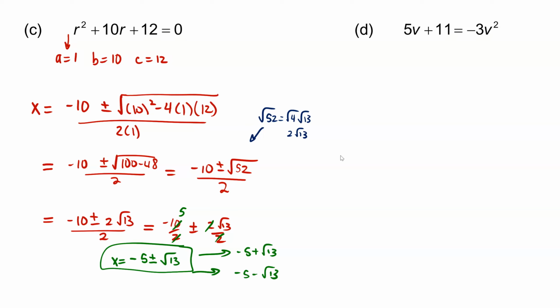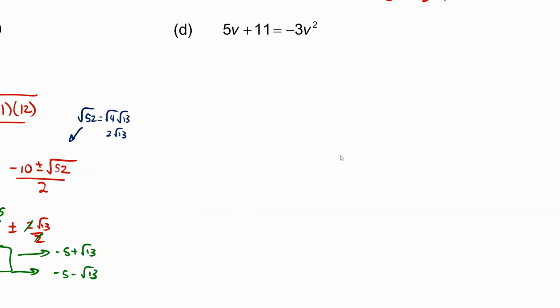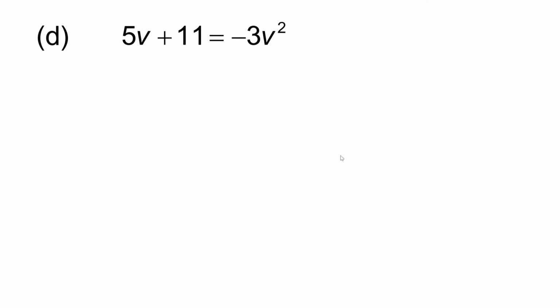Okay. So D is where 4.4 is going to come into play. Remember how we were talking about imaginary numbers? What if I had an imaginary number under my square root? What if I had a negative number under my square root? It'd be i. Right? So I could rewrite it in terms of i. So I'm going to rewrite this guy as 3v squared plus 5v plus 11 equals 0.